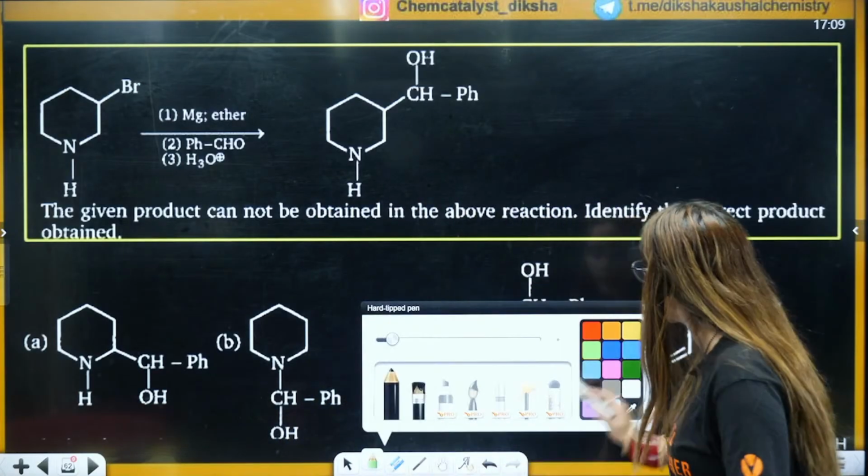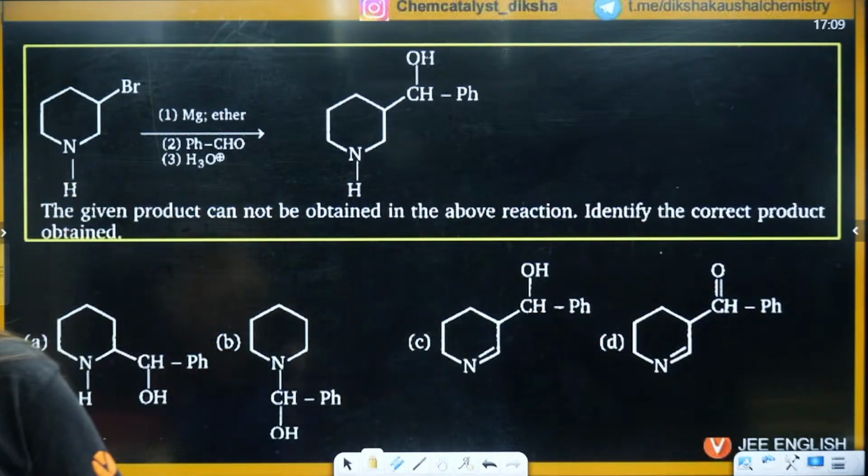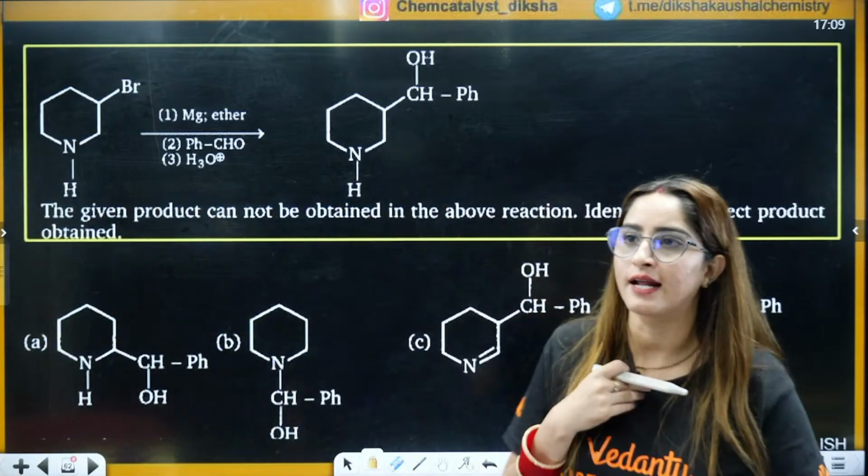Next question on your screen. Some very, very interesting questions we are doing. Yes, negative charge on a more electronegative element is more stable. Definitely, that is correct.